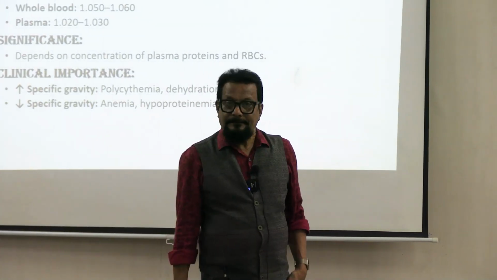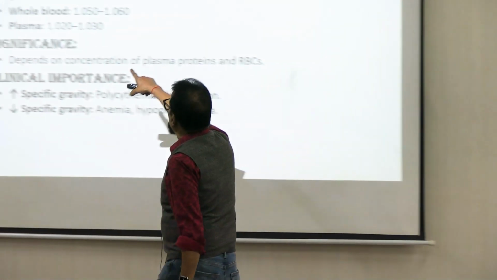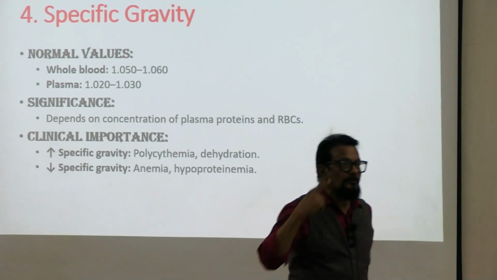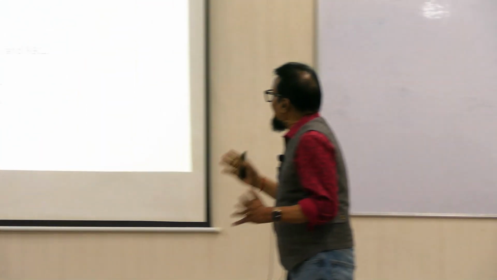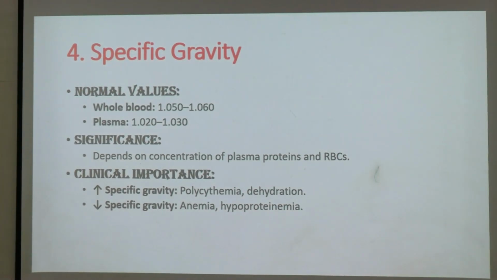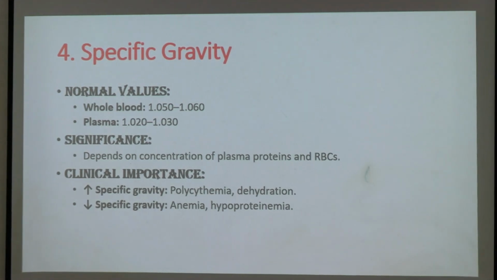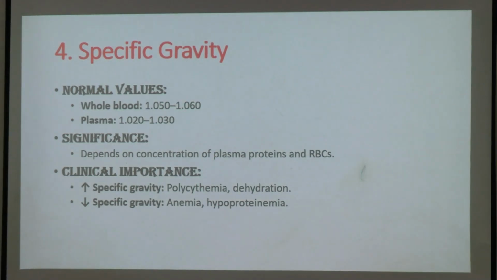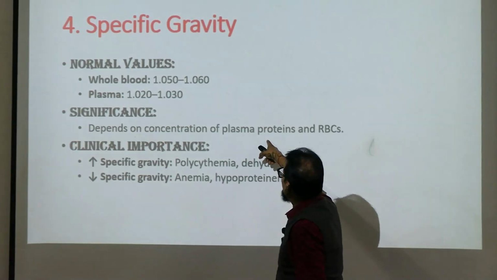And specific gravity. The specific gravity of blood is 1.050 to 1.060. In plasma, it is 1.020 to 1.030. Its significance: specific gravity depends on the number of molecules. So if the number of molecules is increased in the blood, specific gravity will be increased. This increase is because of increase in plasma protein concentration.